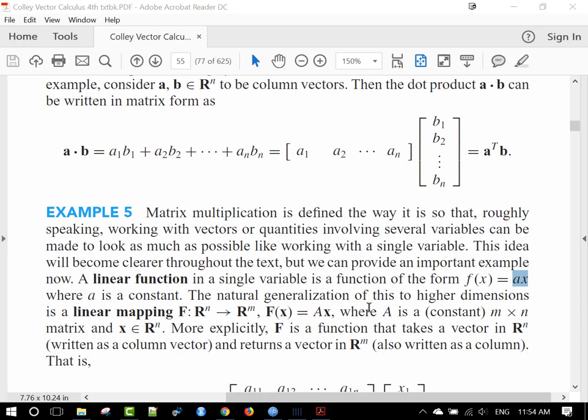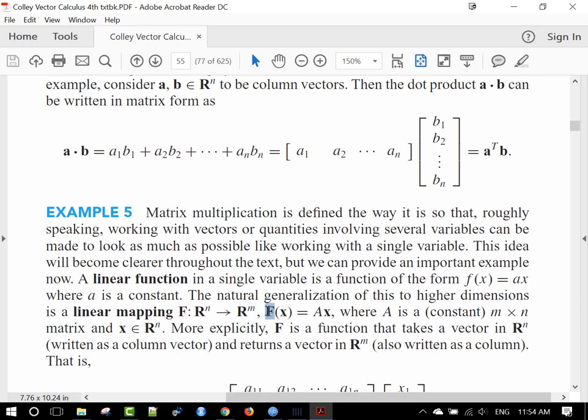So now she says a natural generalization to higher dimensions, something called a linear mapping, is a function from Rn to Rm. Now I don't think we've talked about functions like this yet. A function from Rn to Rm. So this is bold, but this is also bold. When this is bold, it means that the output is not one variable, not just a single y. We're saying it's in Rm.